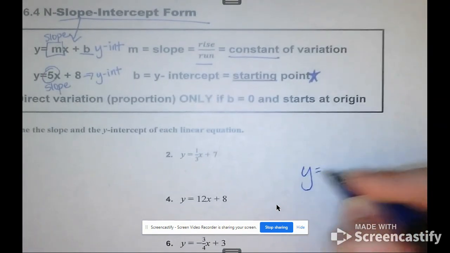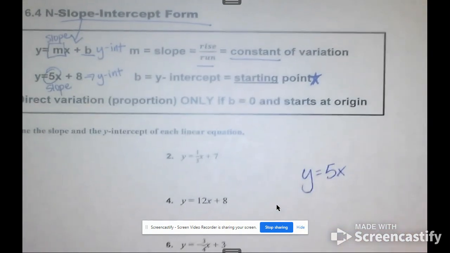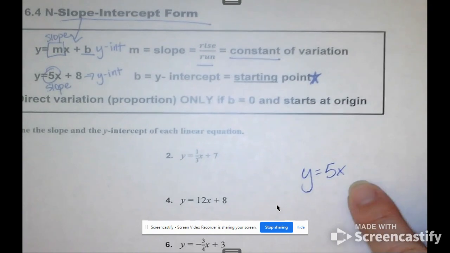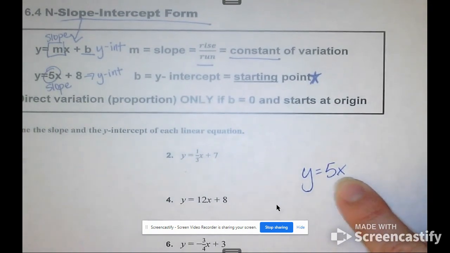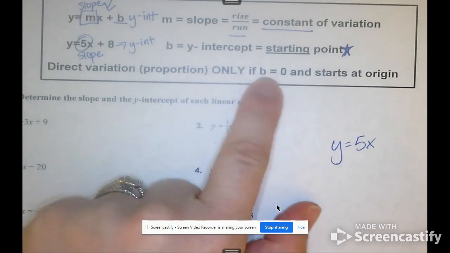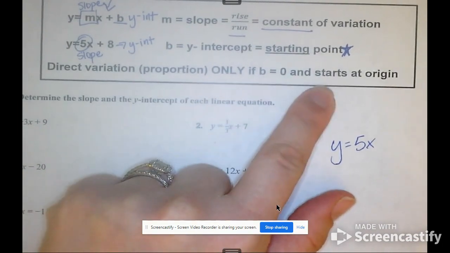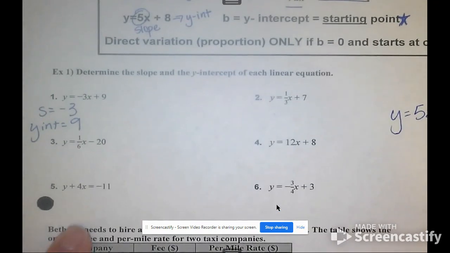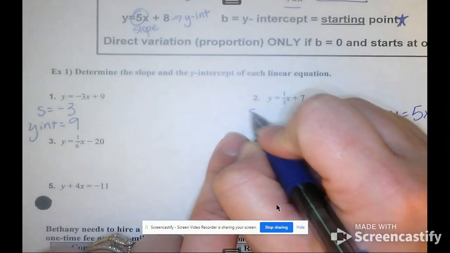So if I saw an equation of y equals 5x, it didn't have a y-intercept, that means it is proportional. It starts at 0, 0. Okay? So that's what this is kind of saying right here. It is proportional only if there is 0 and it starts at the origin. So y has to be 0 for it to be proportional. Okay, so number 2, what is my slope?